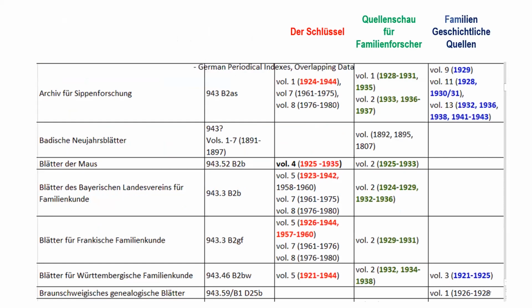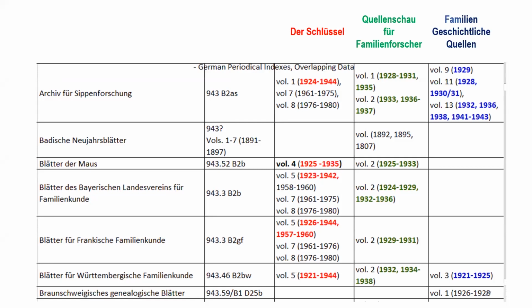This chart shows how these periodicals overlap each other. In the left-hand column is the name of the periodical being indexed. In the column to the right of the title is the Family History Library call number for that periodical. The next three columns are the periodical indexes. Der Schlüssel is highlighted in red, the Quellenschau für Familienforscher is highlighted in green, and the Familiengeschichtliche Quellen is highlighted in blue. The years that are highlighted in color show that they overlap one or both of the other indexes.